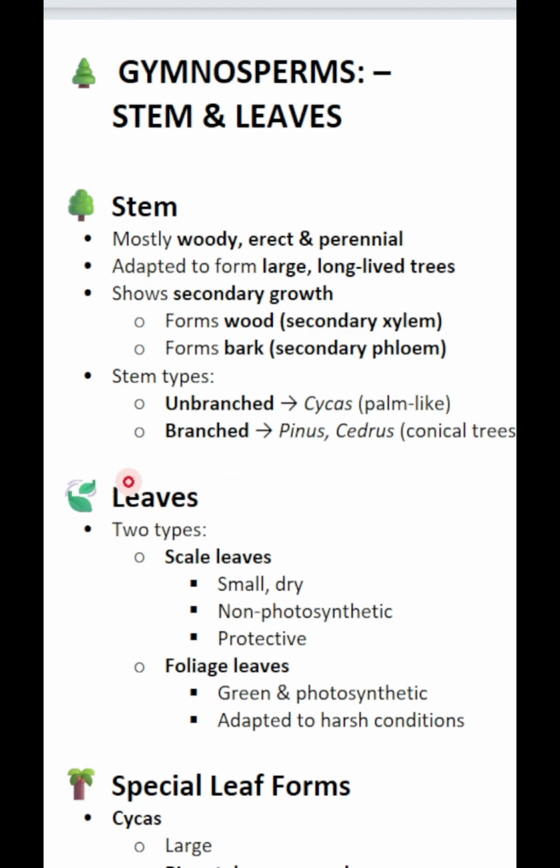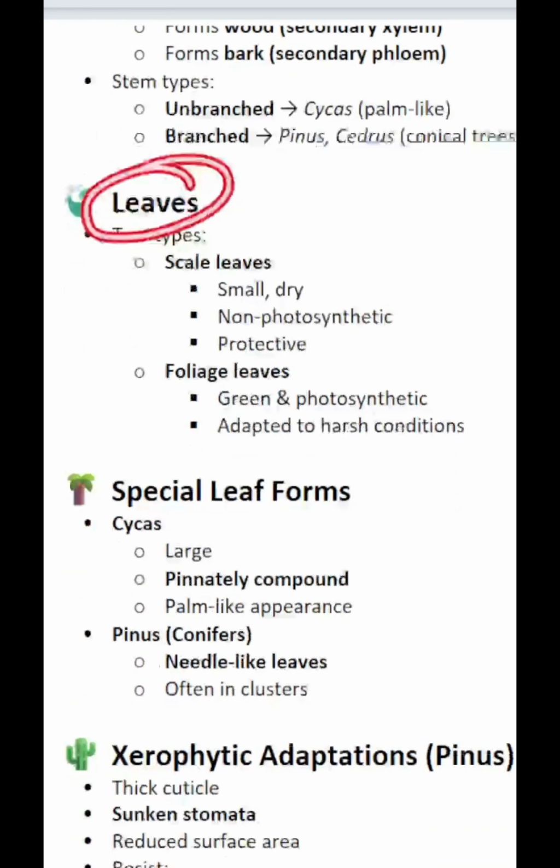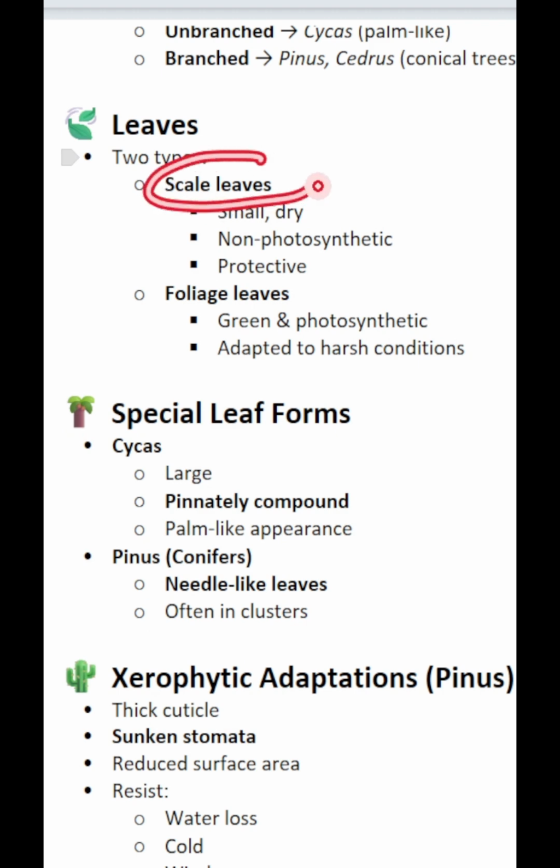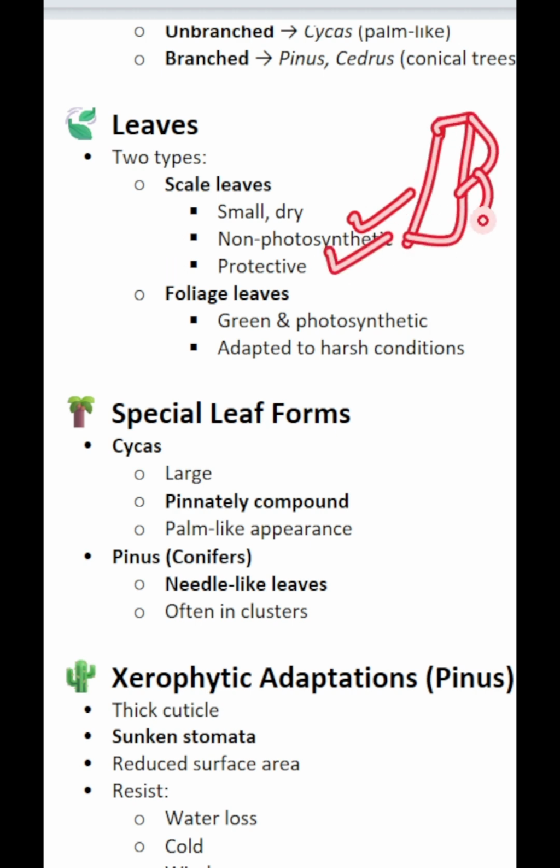Now let's talk about the leaves. Two different types of leaves are found in gymnosperms. One is scaly leaves, which provide protection. They are very small, dry, and brown in color. They are non-photosynthetic and provide protection. Suppose this is the plant body, the scaly leaves are present with a scale-like appearance to provide protection.